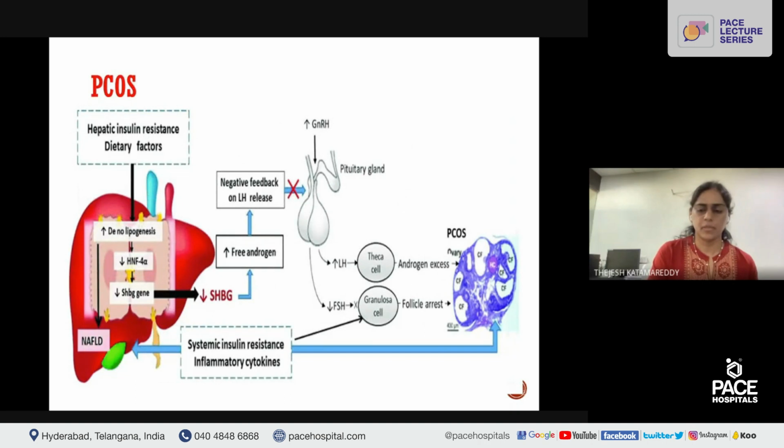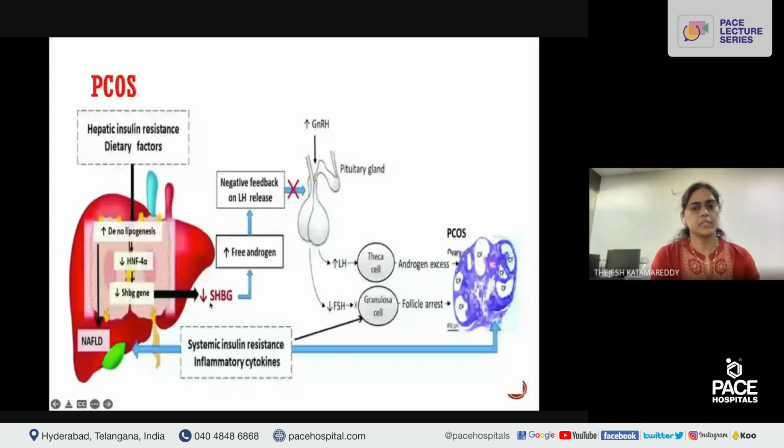How is metabolic syndrome causing PCOS? This hepatic insulin resistance dietary factor will lead to an increase in lipids, as already said. This will lead to insulin resistance, and this insulin resistance will finally decrease the sex hormone binding globulin gene, thereby causing a decrease in SHBG.